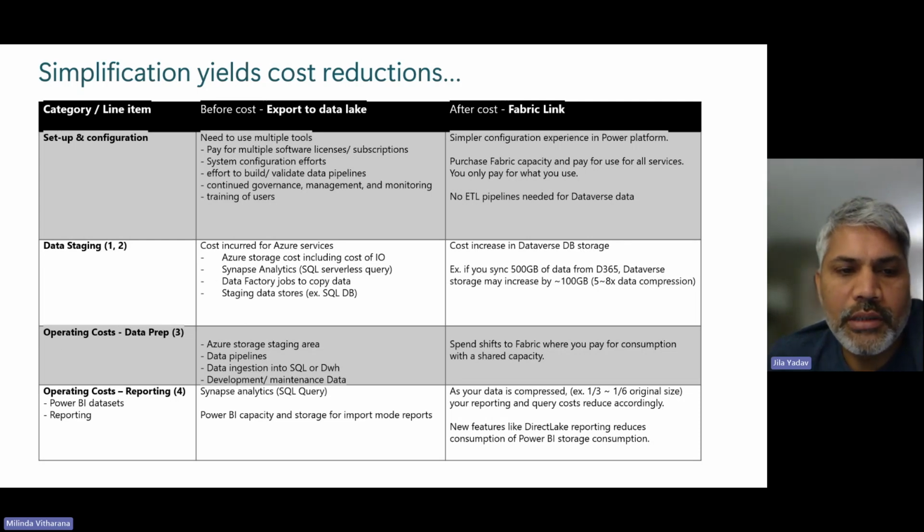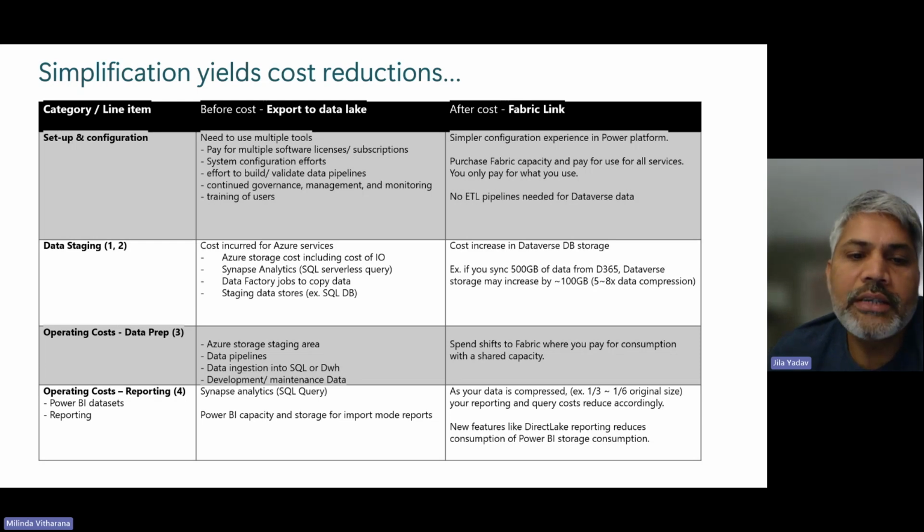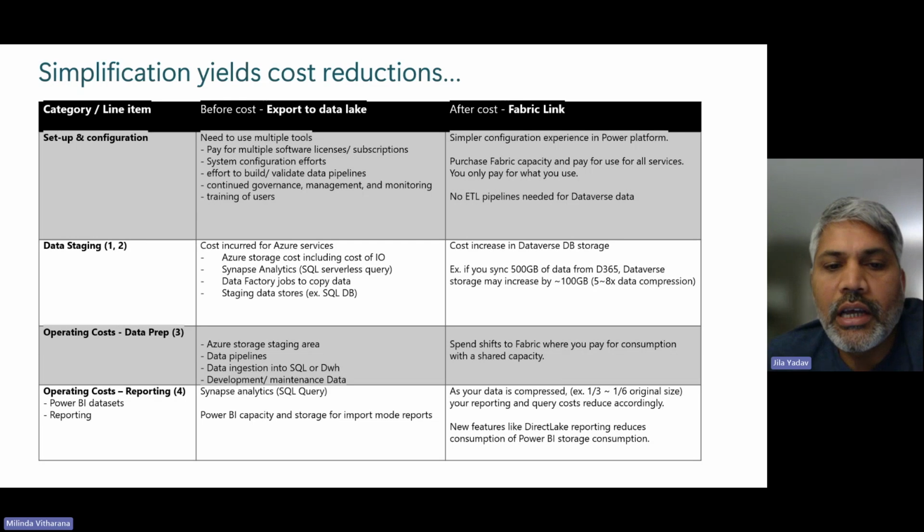Operation cost in step number 3, again, you were doing the data ingestion to SQL or data warehouses and developing these pipelines. So you're paying for multiple Azure services or other services there. And that spend is basically going to shift to the Fabric consumption with a shared capacity. So the one capacity which you have on the Fabric will be used to do all the different workloads.